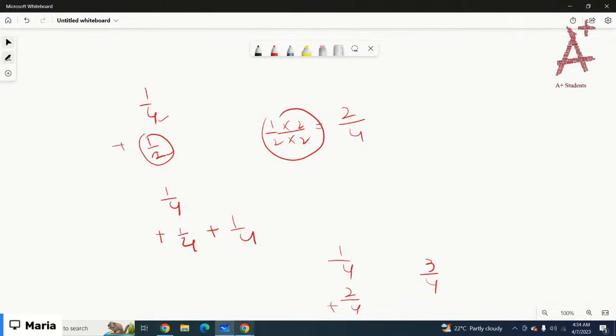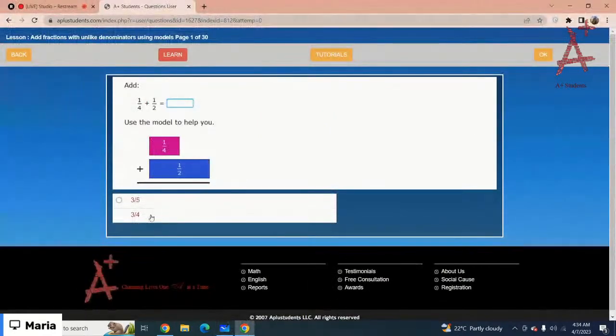Okay, just look at the other example. So the correct option is 3 over 4. Got it?